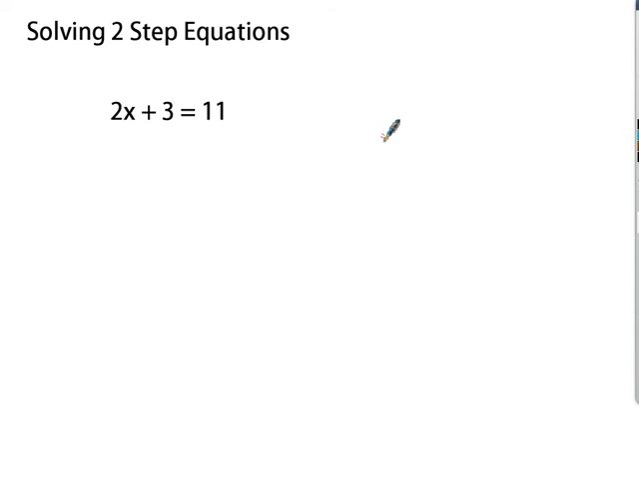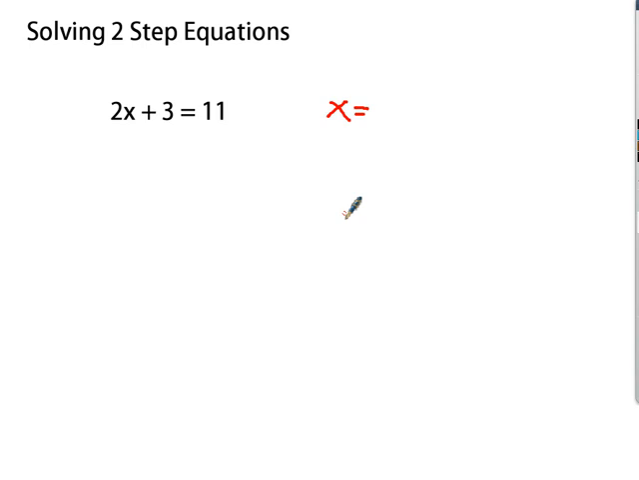If you remember from the last video, I want to get x equals something. That's what my answer is going to be. So I need to get rid of all the other numbers on the same side of the equal sign with the x. I have a times 2 and a plus 3 that I need to get rid of.